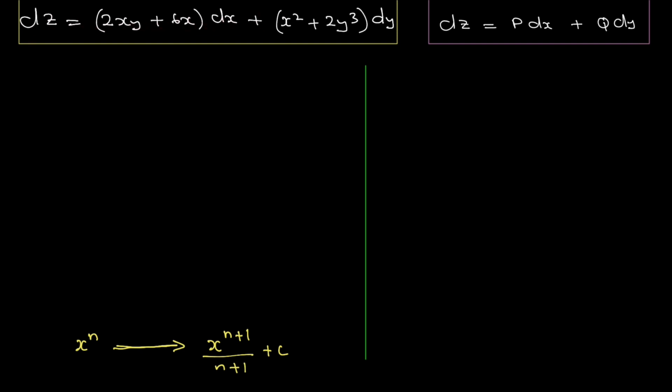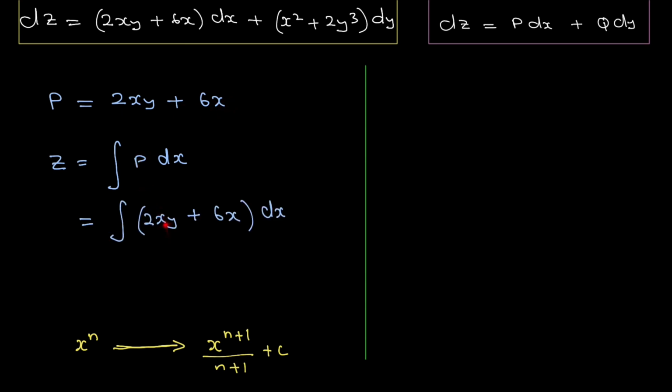Here's an example. We need to find z by integrating an exact equation. We can see that this is p, and that's p, and that's q. So for p, I'm going to write the integral form for that, which is the integral of p dx. And so I'm going to plug in those values here. And I need to distribute the integration sign across. Integral of 2xy dx plus integral of 6x dx. I'm integrating with respect to x. y will be a constant.